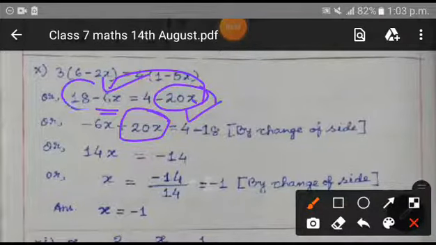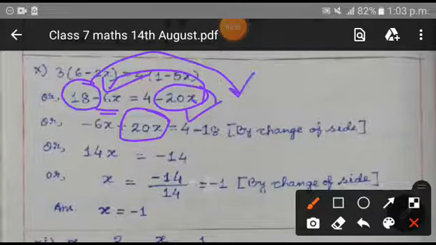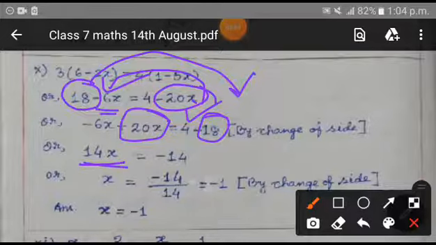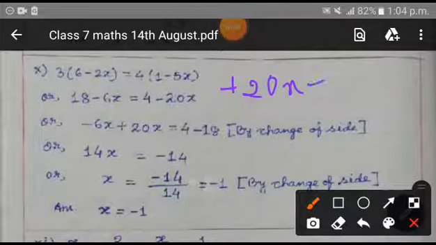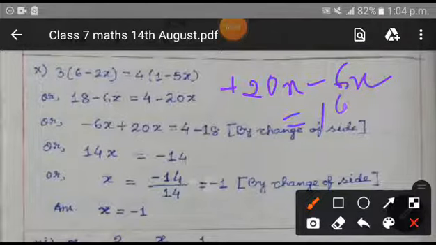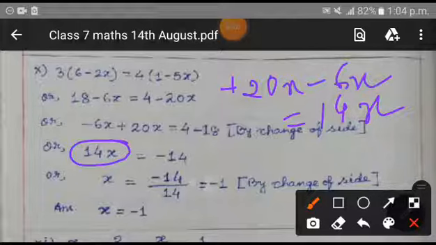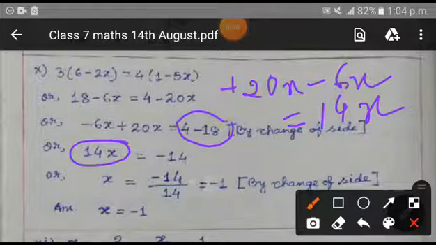Now this plus 18, when I am taking it over, just exchanging the sides, then this plus 18 will become minus 18. After that, 14x. How 14x? Because plus 20x minus 6x means 14x. So 14x you are getting on the left hand side, and on the right hand side 4 minus 18 means minus 14.